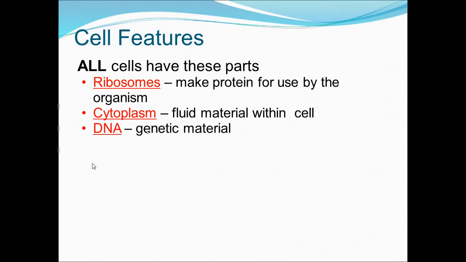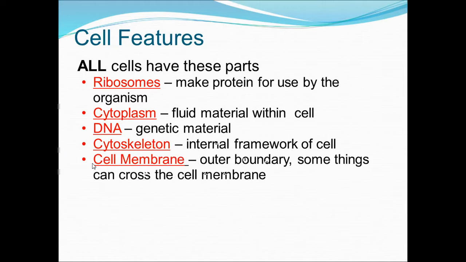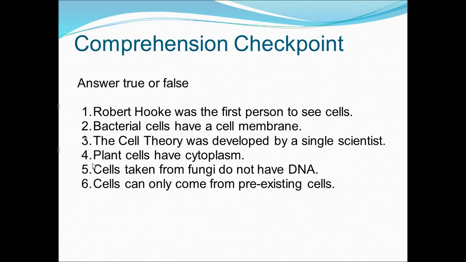All cells have some sort of DNA. It might not be found in the same place. It might not look exactly the same, but this is the genetic material that gets passed from the parent organism to the offspring. And all cells have a cytoskeleton, which is sort of the internal framework of the cell. It keeps the cell's shape. And last but not least, all cells have a cell membrane. This is some sort of outer boundary where it allows some things to go into the cell and some things to get out, but not everything.